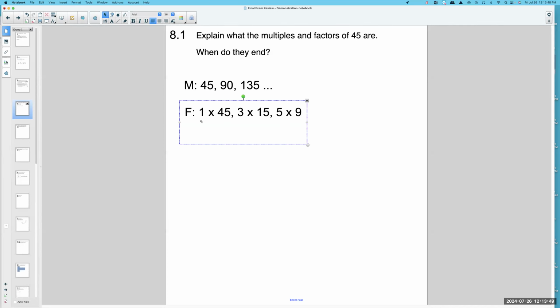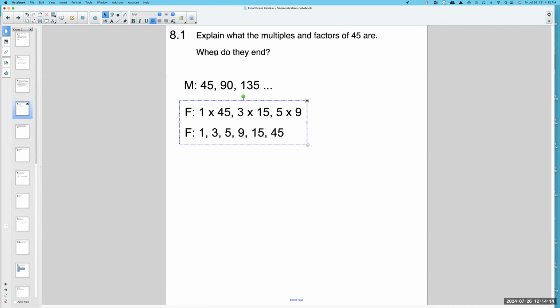So when you list them, you can write it that way. I wouldn't have any problem with that. But you can also say 1, 3, 5, 9, 15, 45, because you're just listing them in order, least to greatest. Either way is fine. So when do they end? These end when I'm done figuring out numbers that multiply to 45.